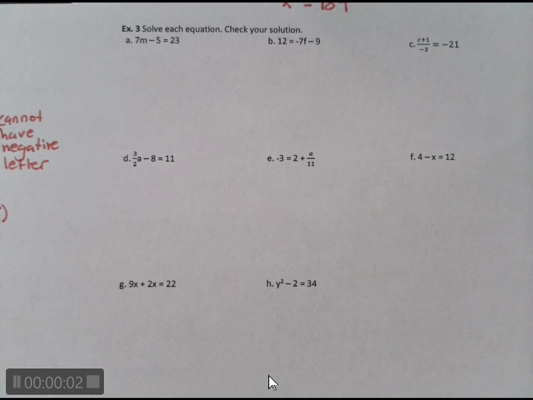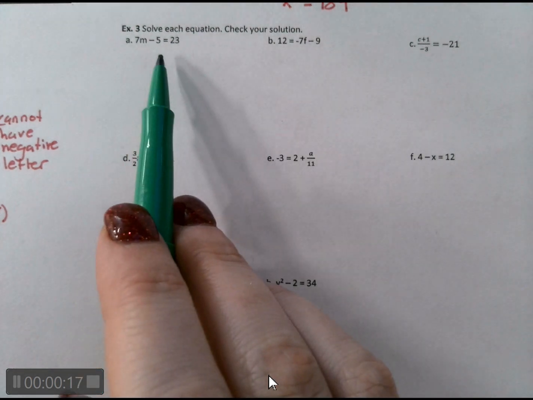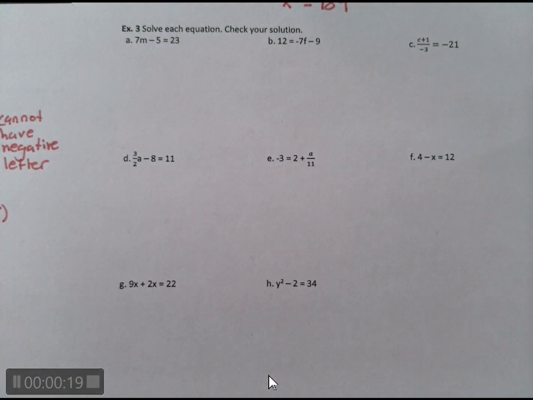Alrighty, if you are joining us, we are now going to learn how to solve two-step equations, because we already learned how to do one-step equations. So, two-step equations just require an extra step. So, we have 7m minus 5 equals 23.